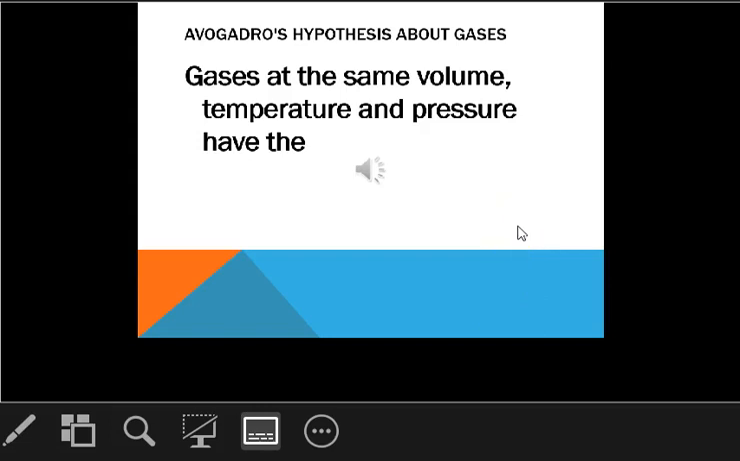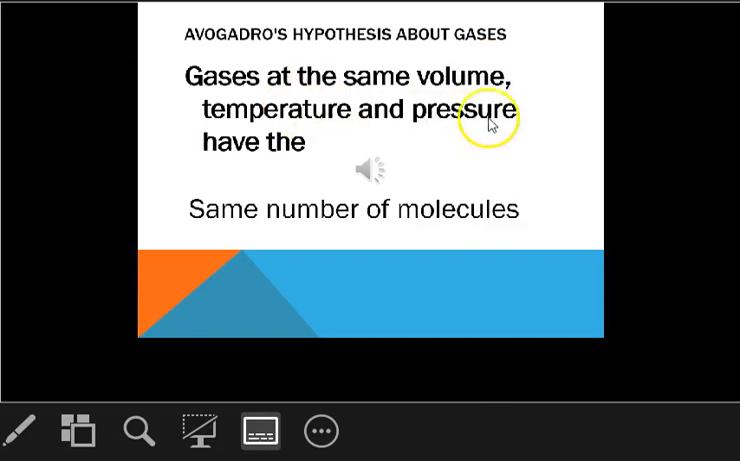So Avogadro's hypothesis about gases is that gases at the same volume, temperature, and pressure have the same number of molecules. And we already know this from doing stoichiometry. If you remember, we use the mole map to convert from liters to moles and from moles to molecules. So as long as we didn't have to go through mass, every substance that is a gas, at the same volume, temperature, and pressure, has the same number of molecules.